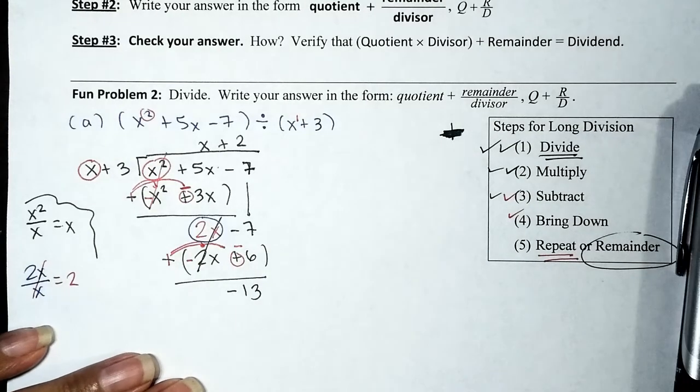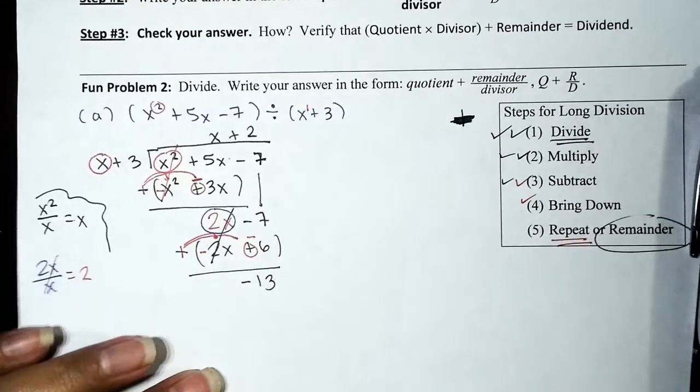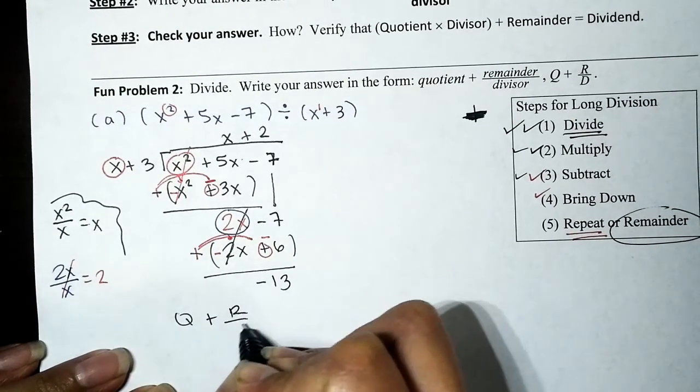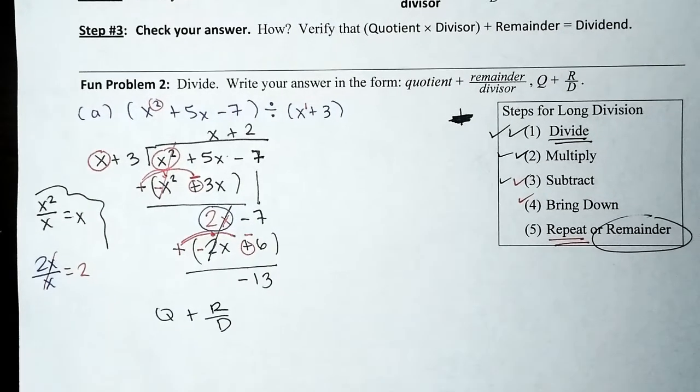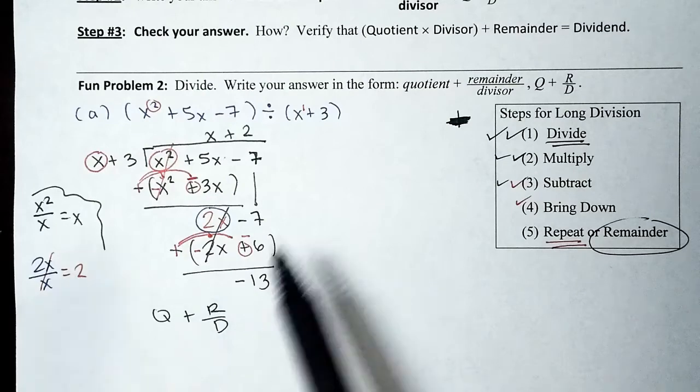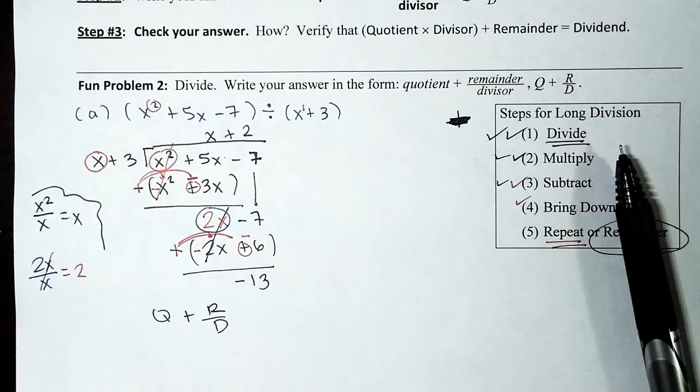We are asked to write our answer in the form quotient plus remainder over divisor. In English, tell me what the answer is, and then if you have a remainder, write it as a fraction. So let's go ahead and label some of these things.